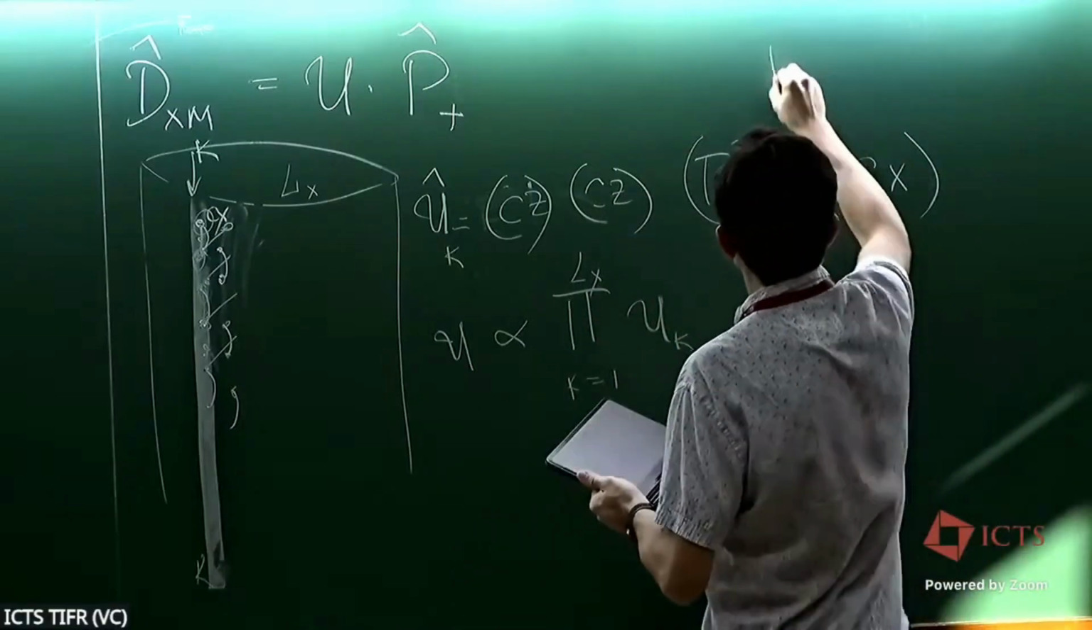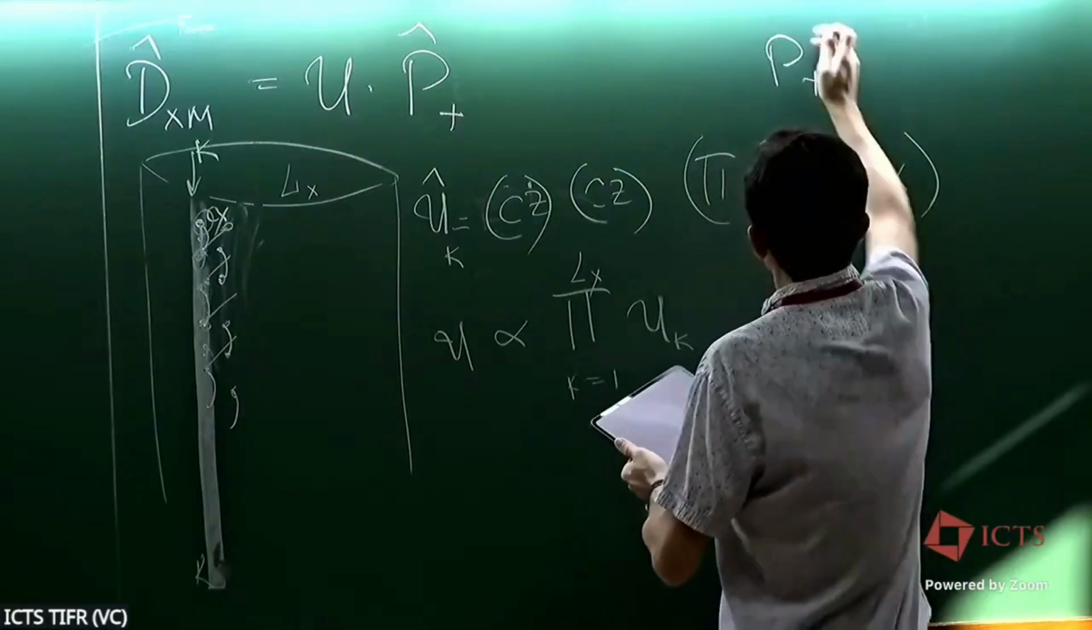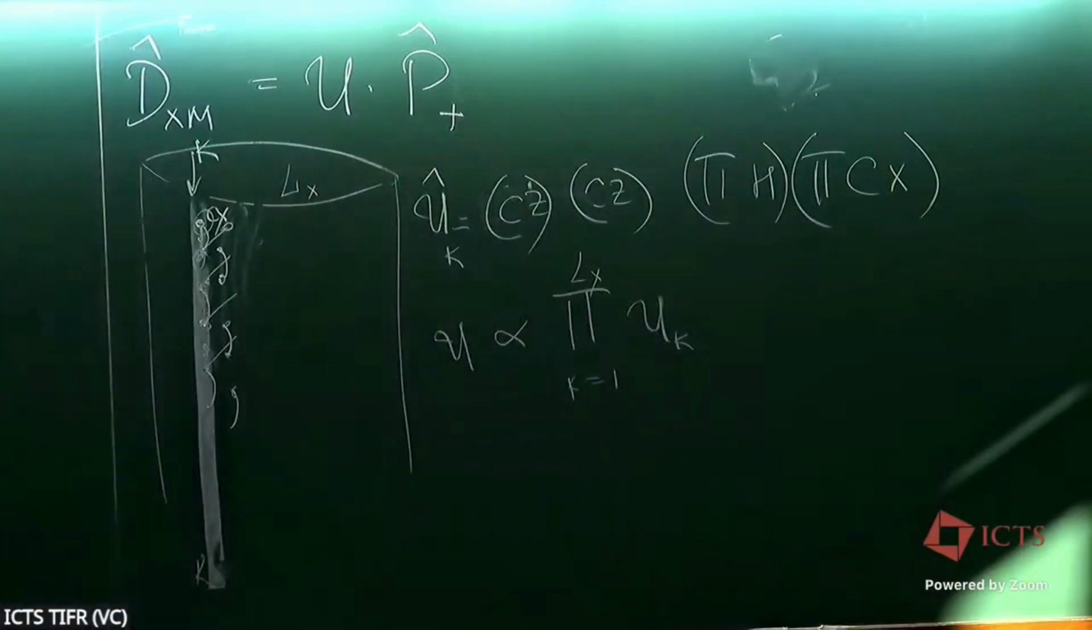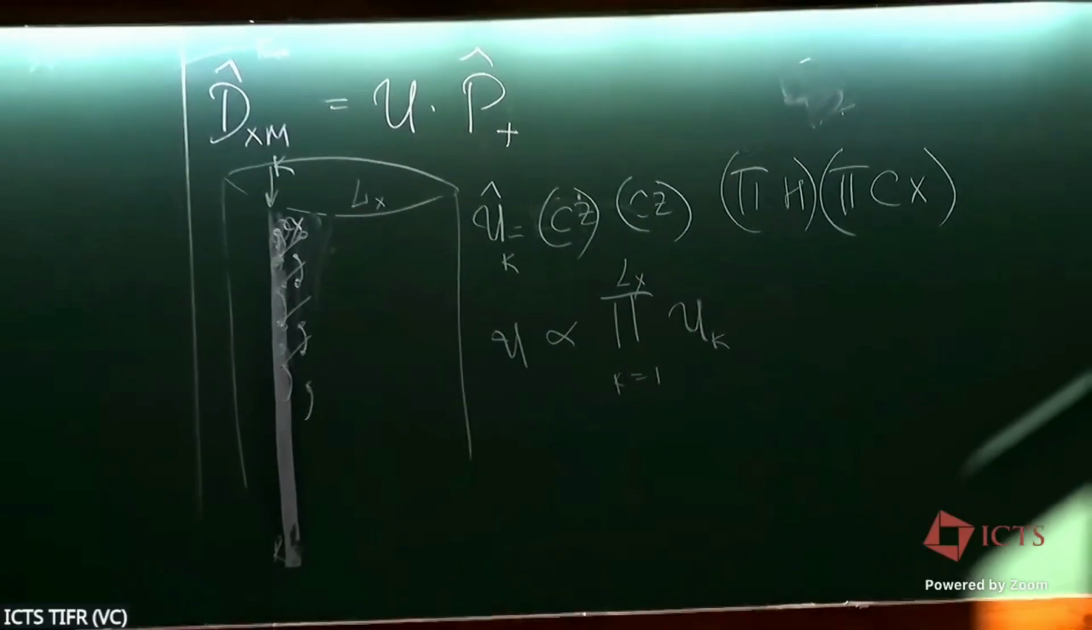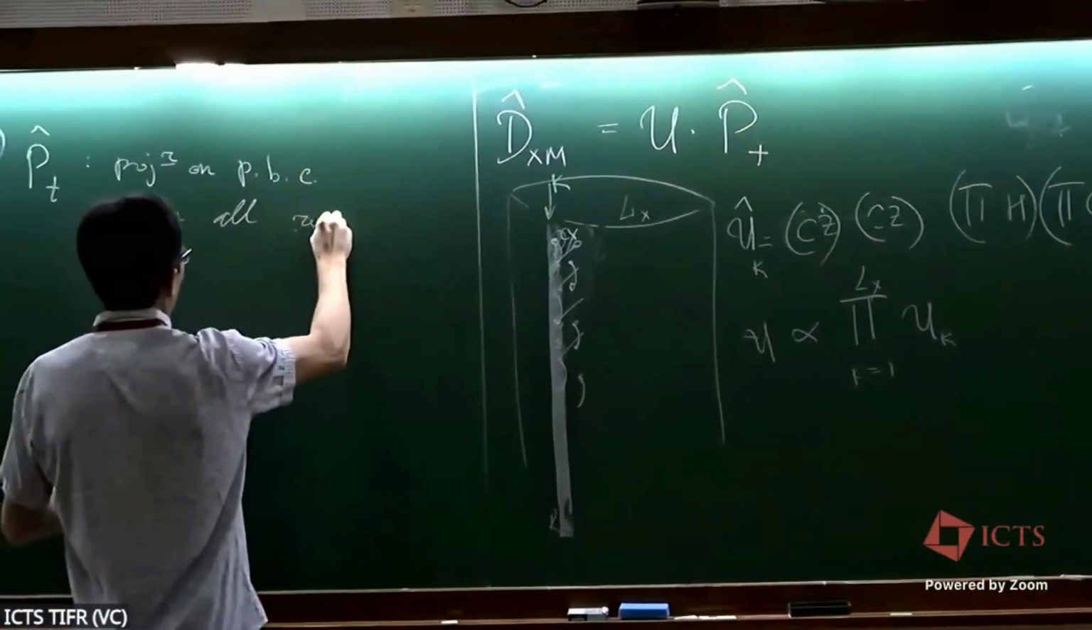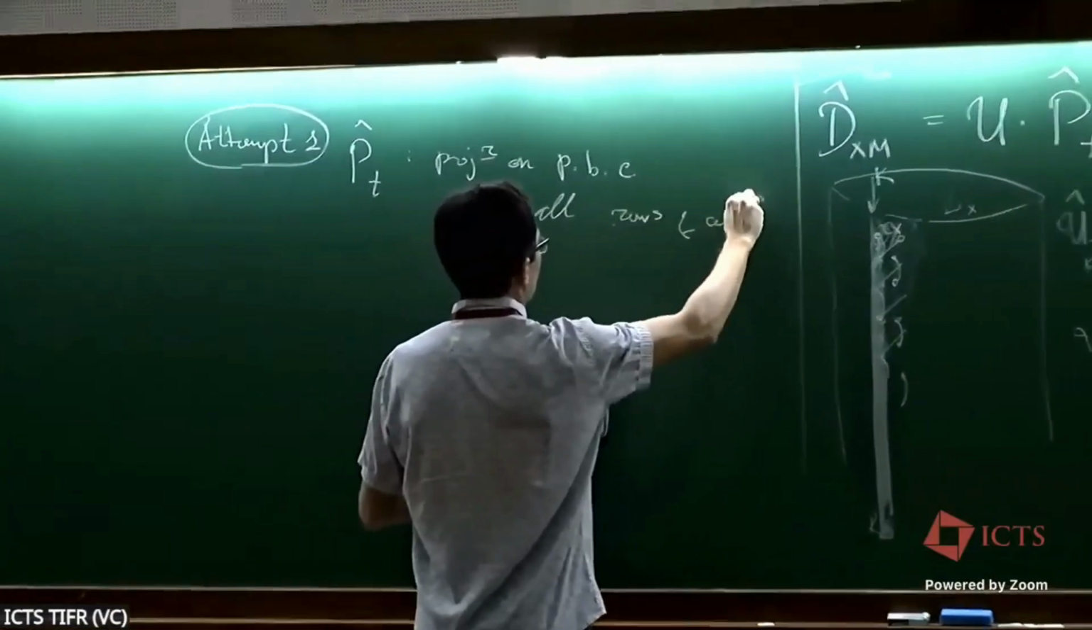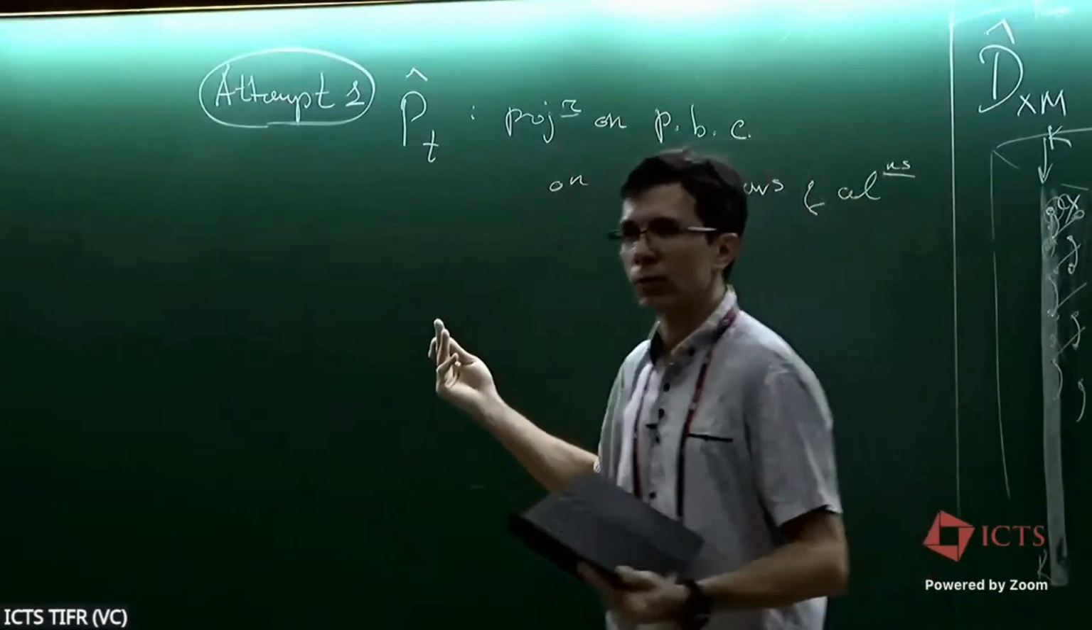Let me write down what this is. I could give you two attempts on how to do it. The first attempt would be to say that what this operator is, I'll call it PT. It's a projector on periodic boundary conditions on all rows and columns. I could make it precise, it'll just take me a bit of time, but essentially think about a given row.